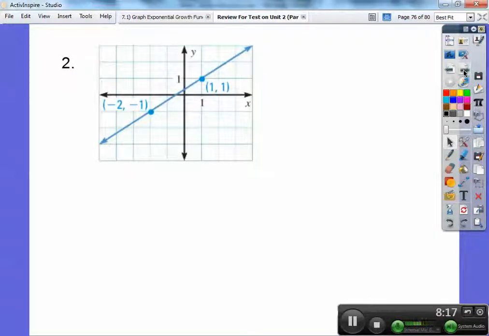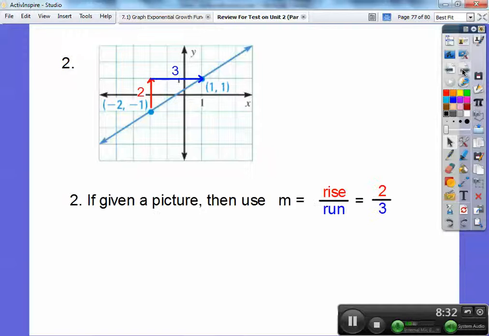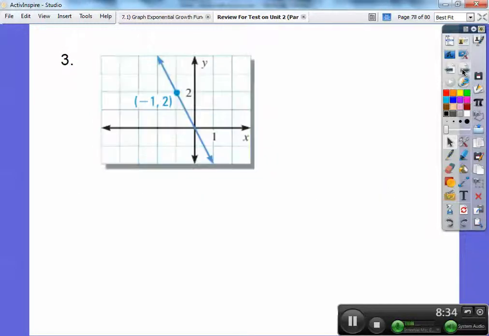All right, if they give you a picture, this is where we use rise over run. So you've got to start at the leftmost point. This one goes up 2 to the right 3. So rise is 2, the run is 3. So the slope of this line is 2/3, okay? All right, how about this one? This one's going down 2 to the right 1. I'm assuming it's going through 0, 0. So I'm going down 2 to the right 1, so it would be negative 2 over 1, which is negative 2. Does that make sense?